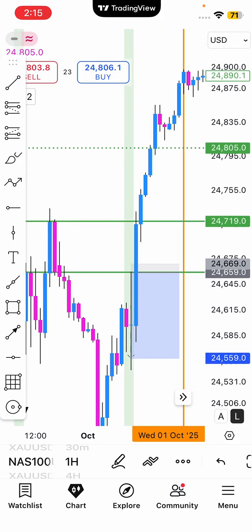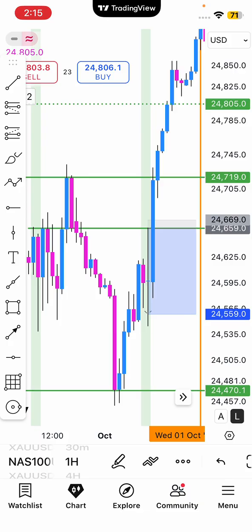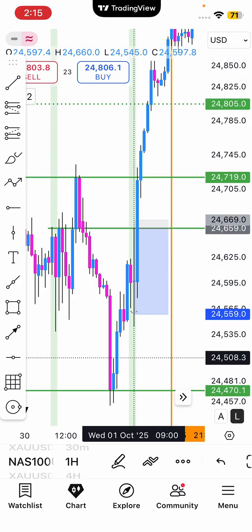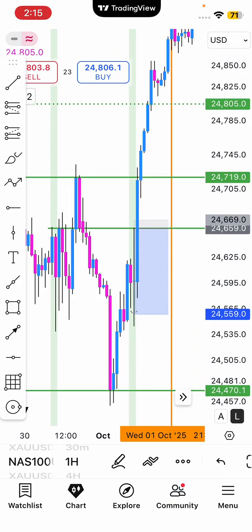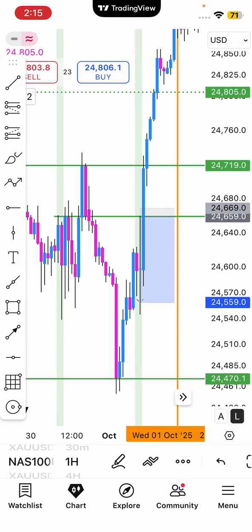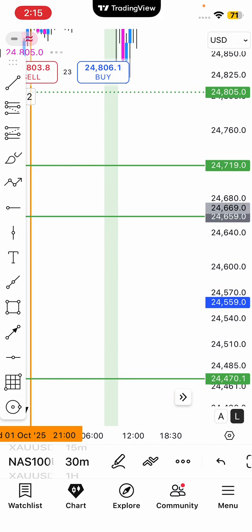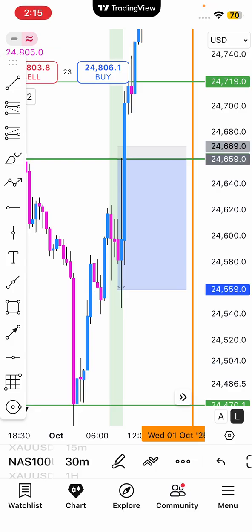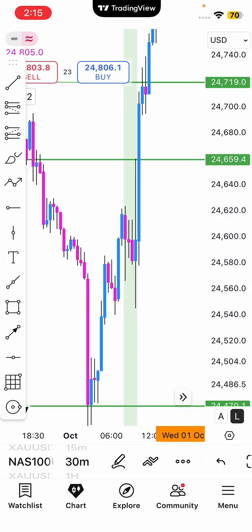So that's what ended up happening. Price tapped it. Perfect trade. This was at, I think, 9 o'clock. Price ended up going up because obviously, as I mentioned, price is still bullish. So let's just say you wanted to look for buys, totally fine and valid as well. So let's take a look.